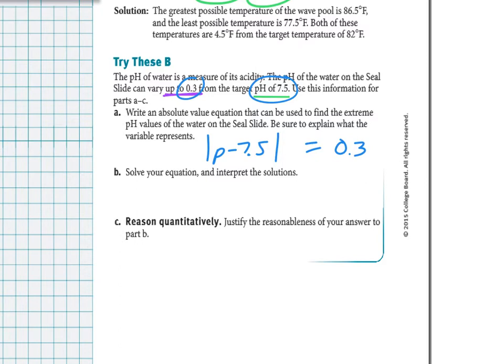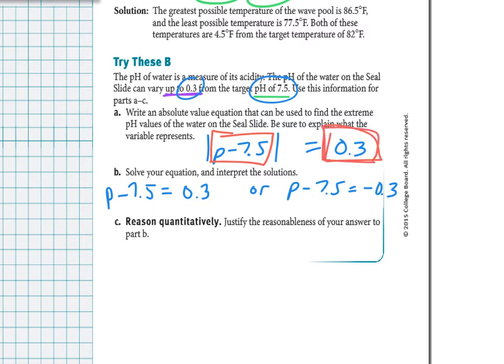So let's solve this. It already has an absolute value by itself, so we are ready to set up our two equations. Either p minus 7.5 equals 0.3, or p minus 7.5 equals negative 0.3. Notice I did not change this expression. When I wrote the two equations, the only thing that changed was that on one of them I made this negative. I didn't change the p minus to p plus. That expression stays the exact same in both.